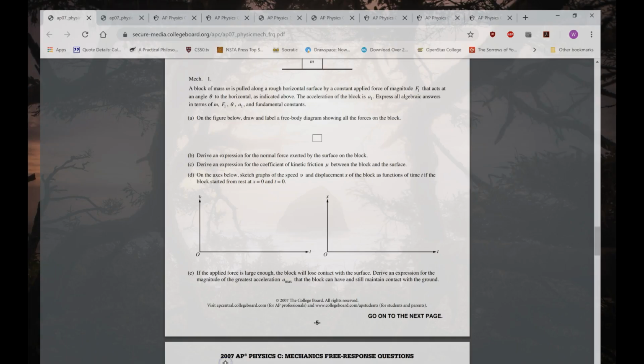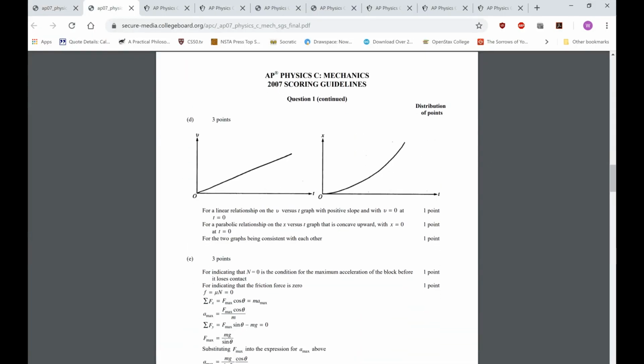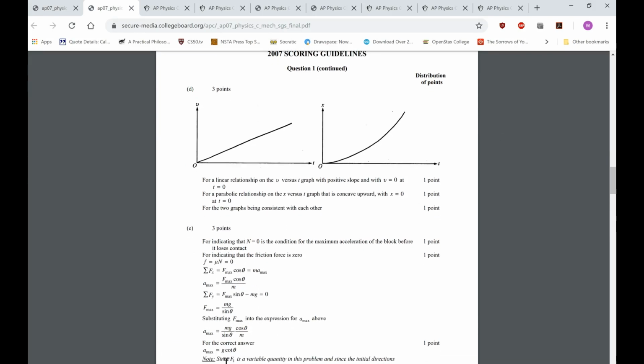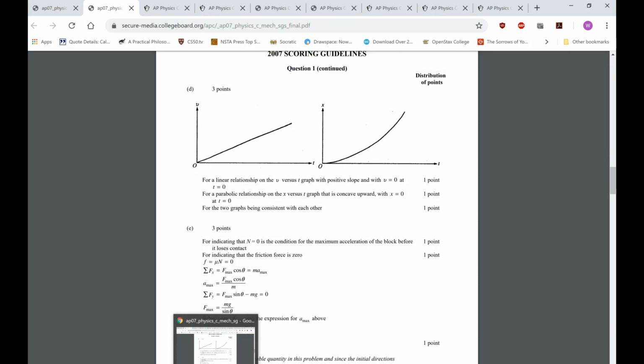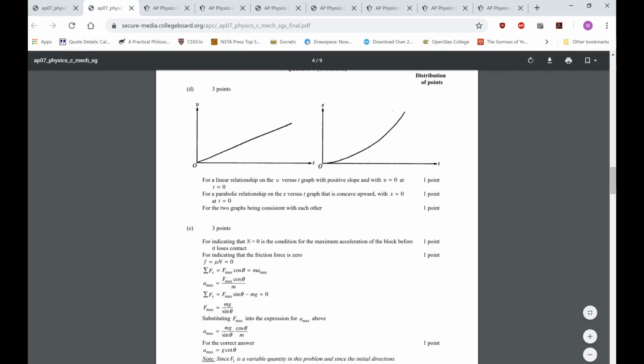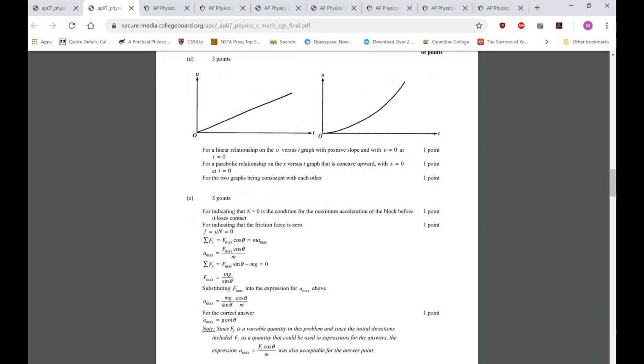Let's take a look at what they're looking for. So the first point, for indicating that the normal force is 0, is the condition for maximum acceleration when it loses contact. 1 point. So we did that. For indicating that the friction force would be 0, another point. So notice here that you could get 2 out of 3 in very quick time by saying normal force must be 0 and the friction force will be 0. You could skip the derivation for that last point, and if you are getting 14 out of 15, boy howdy are we happy, and life is good, and you move on and keep snagging some other points. Right? But since we're practicing, it's good to understand.